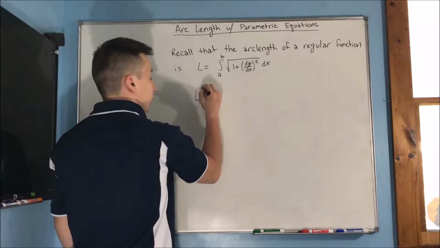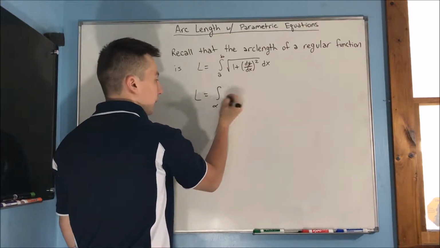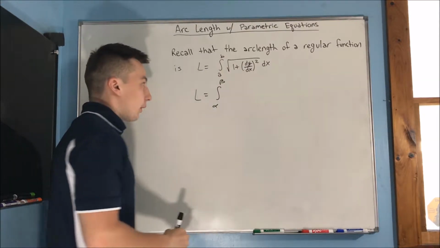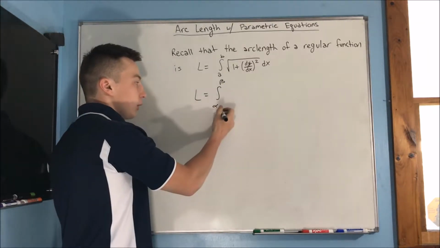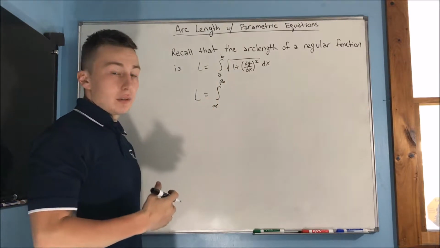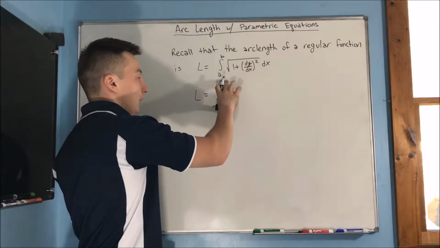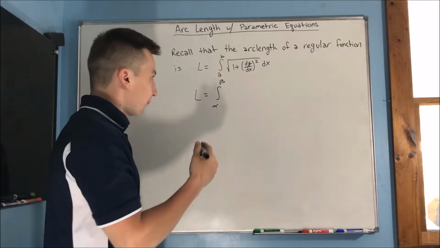Okay, now using the substitution rule, we know that this integral becomes the integral from alpha to beta. Okay, these are bounds of t, right? This is t equals alpha, t equals beta, whereas this is x equals a and x equals b. So our bounds are kind of equal to a different variable, I guess you could say.